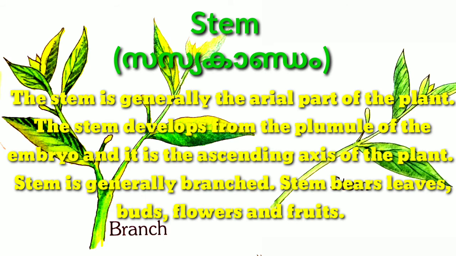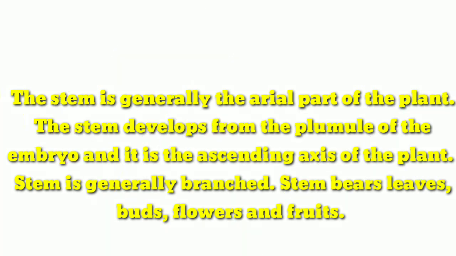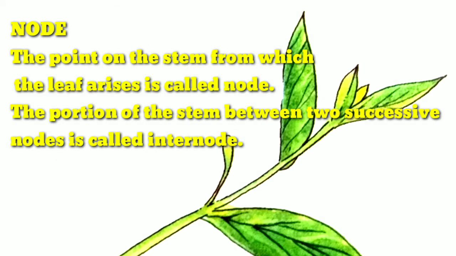Stem. The stem is generally the aerial part of the plant. Stem bears leaves, buds, flowers and fruits. Node. The point on the stem from which the leaf arises is called node.